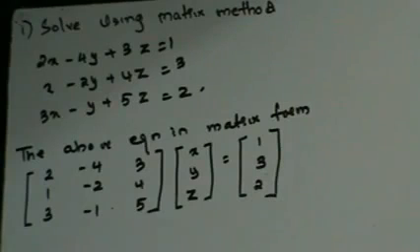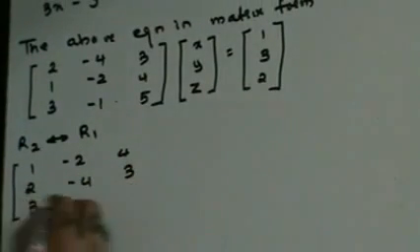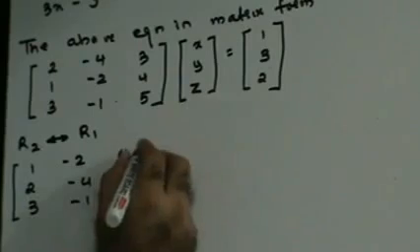Now you've got to convert this into an identity matrix. If you remember your identity matrix, I have to have the number in the first position as 1. So you're going to interchange R2 and R1. If I interchange R2 and R1, I'll get 1, minus 2, 4, 2, minus 4, 3, 3, minus 1, 5.